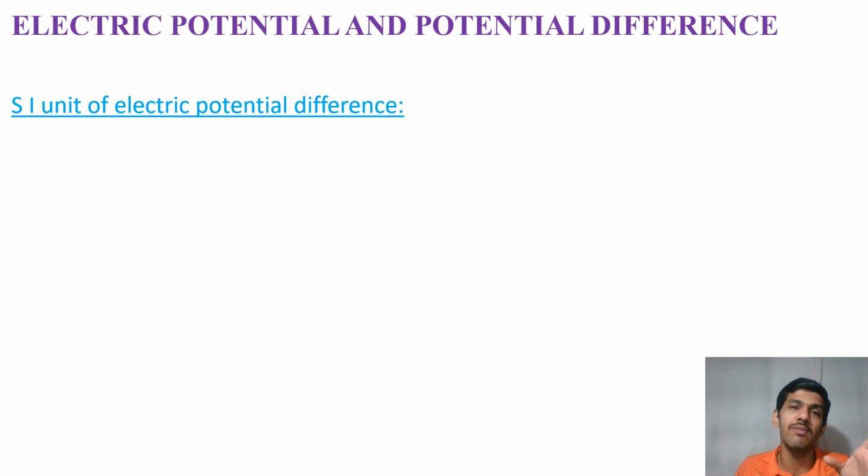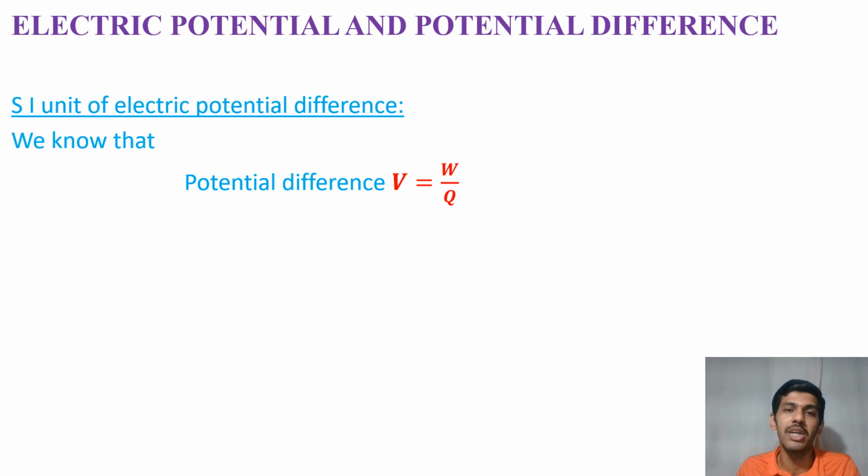How the volt comes into this particular scenario is, say for example, we know the definition of electrical potential difference: V equals work done divided by Q, work done divided by Q, W by Q.